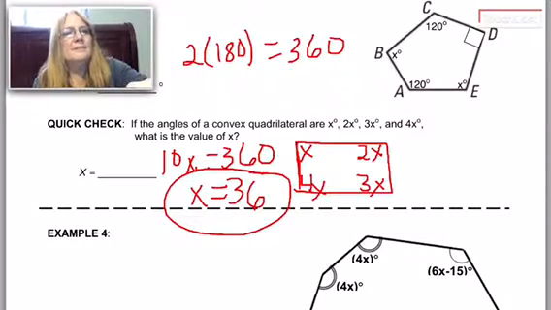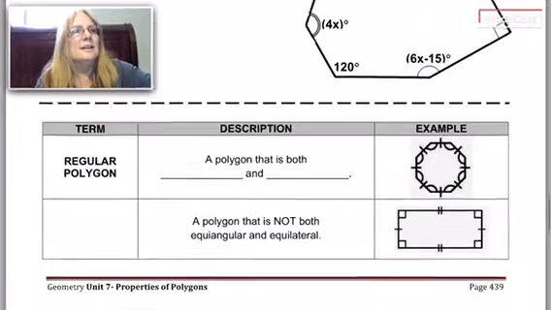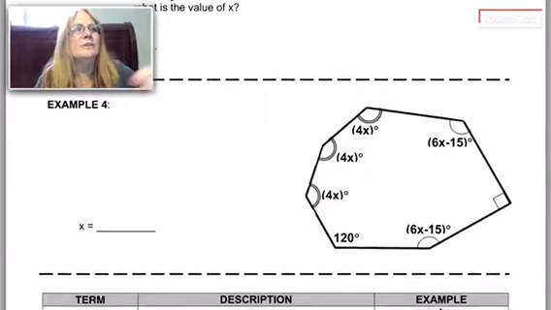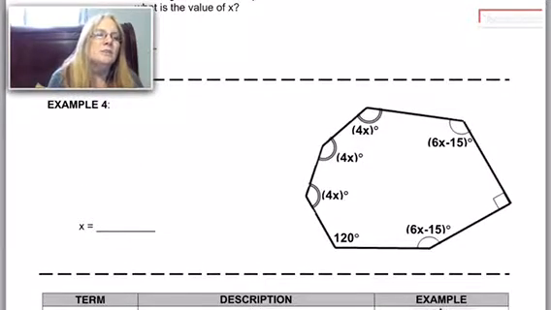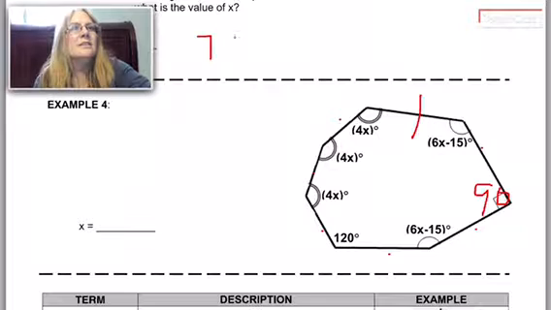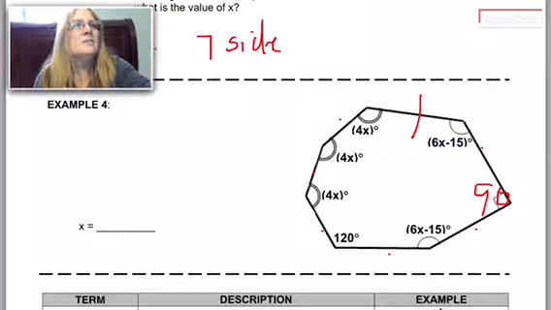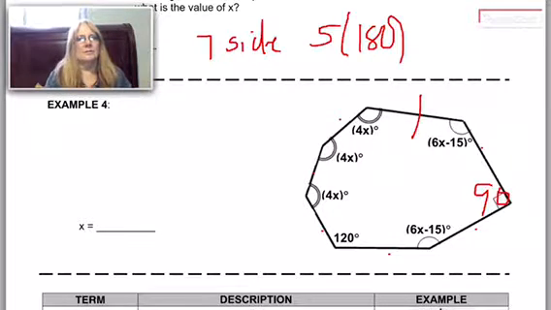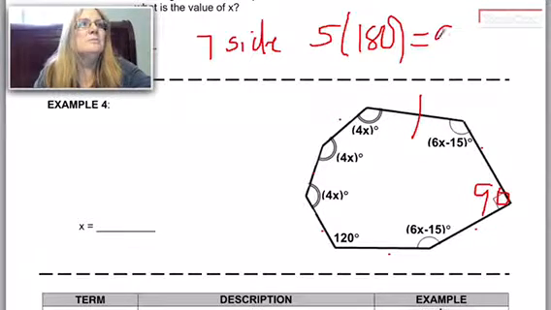Okay. So now let's look at example 4. Now this one is really a lot of the same, but a little more detail in here. Let's see, here's a 90-degree angle. Let's count our sides. 1, 2, 3, 4, 5, 6, 7 sides. So I have 7 sides. So that is 5 times 180. Okay. 5 times 180 is 900. So they all add up to 900.